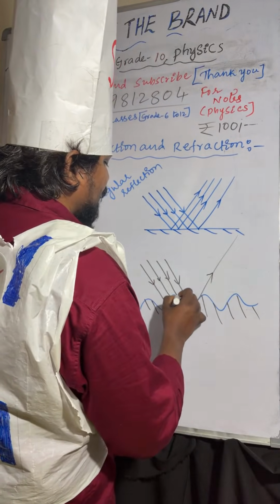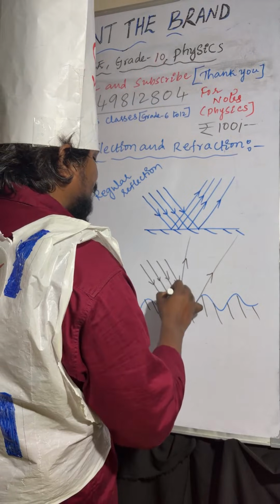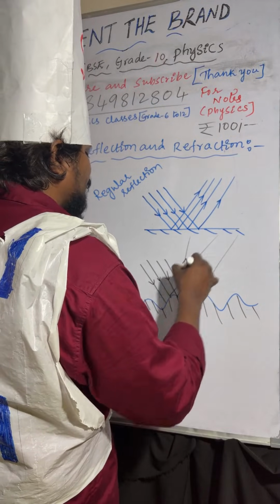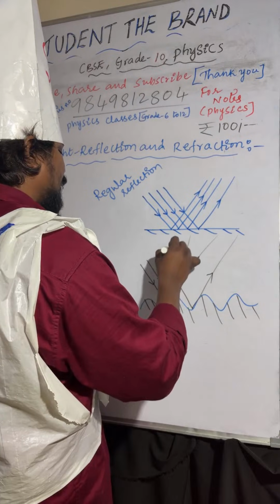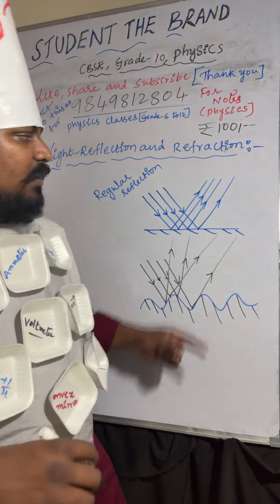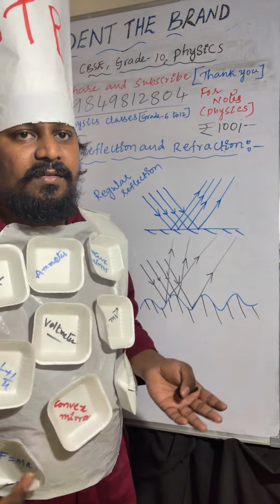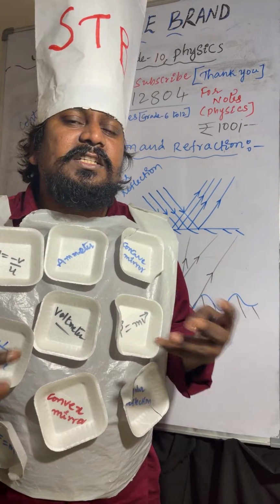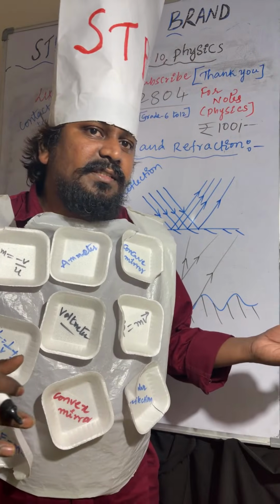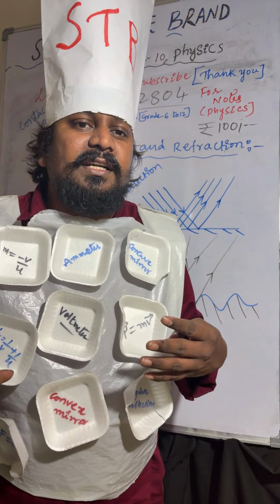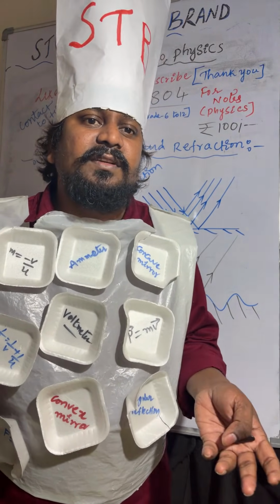So here you can observe after reflection, like this you can observe. This is the regular reflection, and this one is irregular reflection. Regular reflection takes place on a smooth surface, whereas irregular reflection takes place on a rough surface.